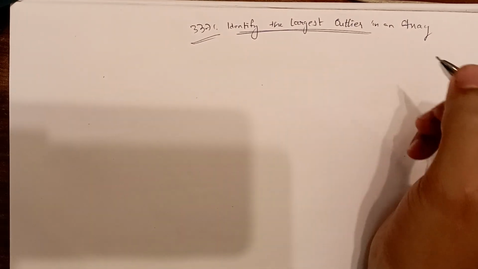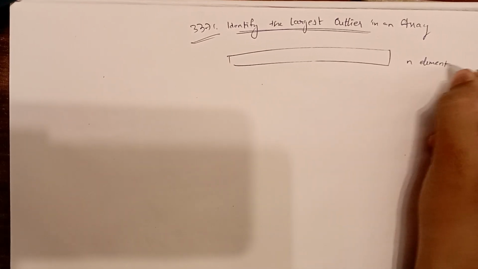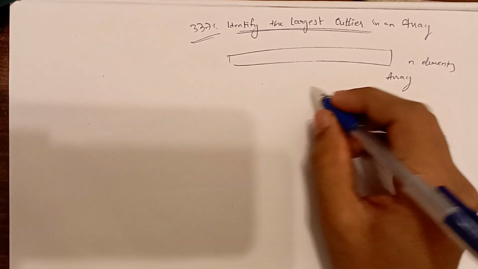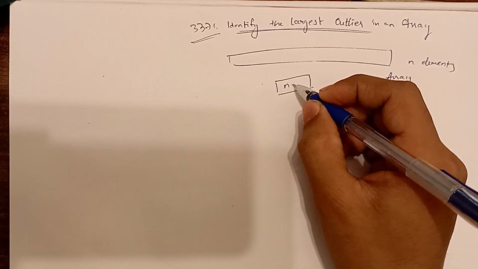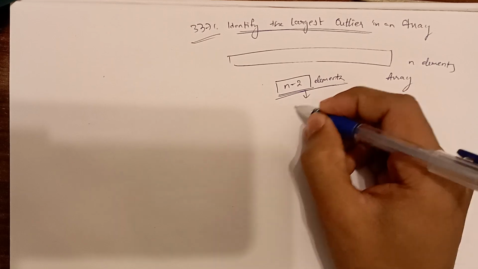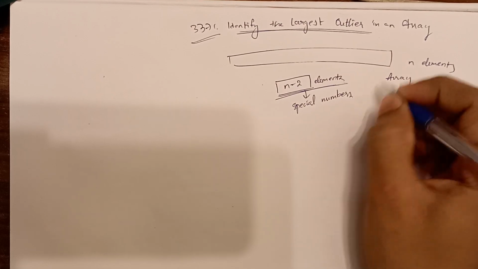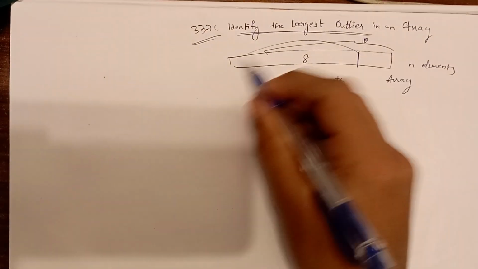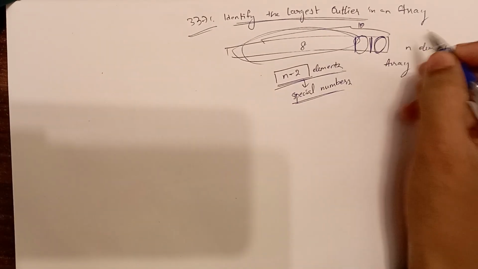Now, here we are given n elements in an array. From these elements, we need to take exactly n minus 2 elements, and we call these elements special numbers. So, if there are 10 elements, we call 8 numbers special numbers. Now, there will be two remaining numbers.